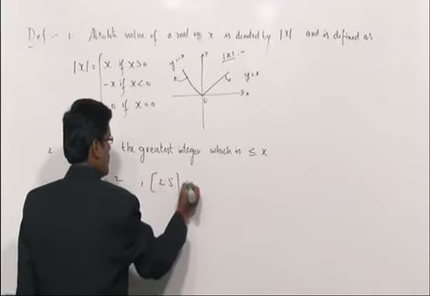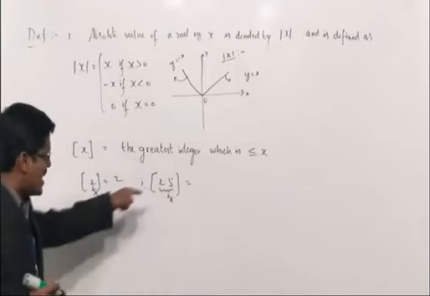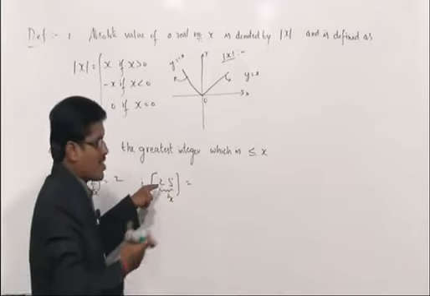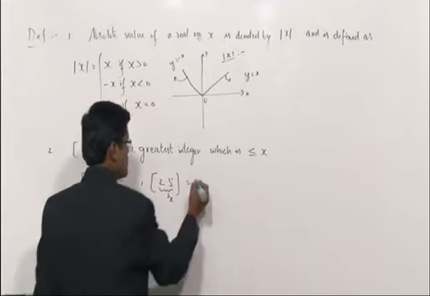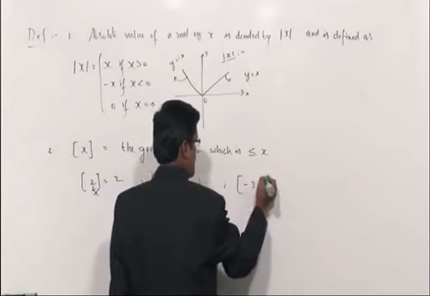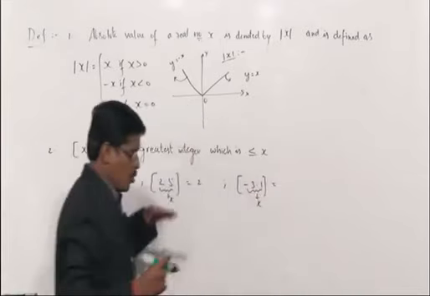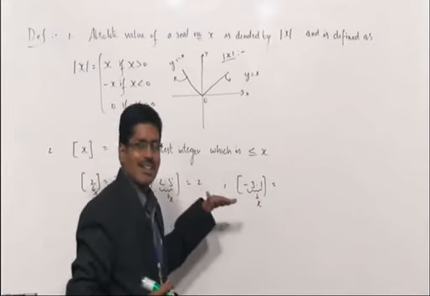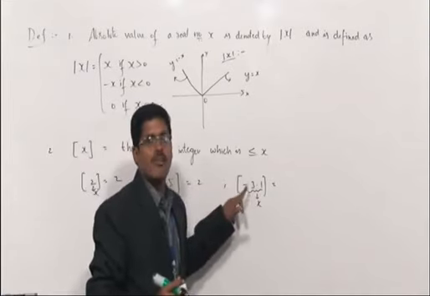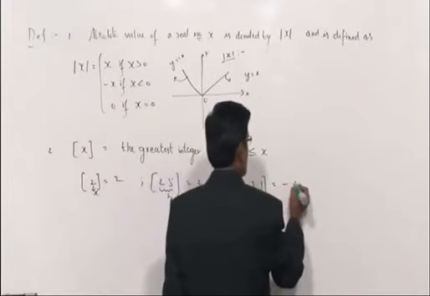Now x is 2.5. Collect all the integers less than or equal to 2.5 and then find the greatest of all these integers, that means 2 only. Square bracket minus 3.1: now I have taken x equal to minus 3.1. Go to your number line, collect all the integers less than or equal to minus 3.1 and then find the greatest, so this becomes minus 4.